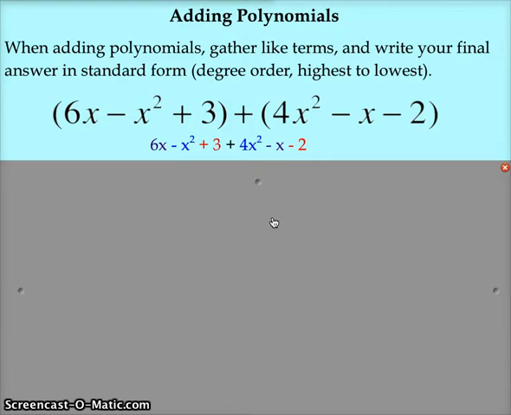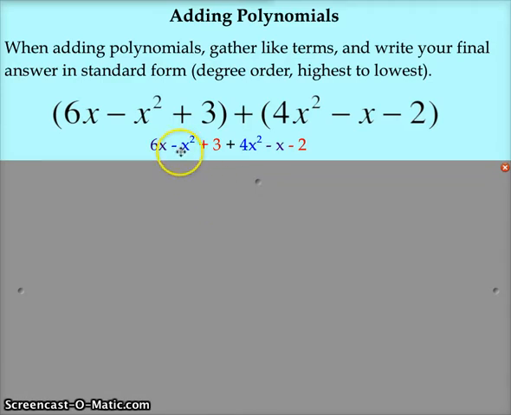Now we're going to start adding these polynomials. Be sure to include negatives in front of the variable and the number when you're adding. I like to start, as a tip, always with the highest degree first. This way I don't have to worry about writing it in standard form in the end.